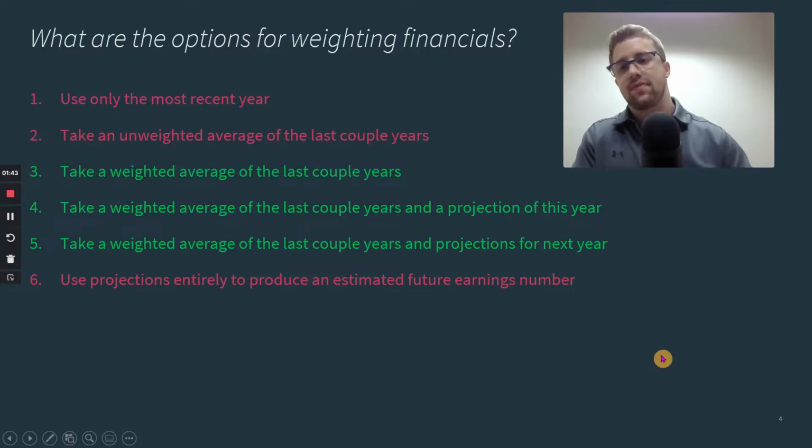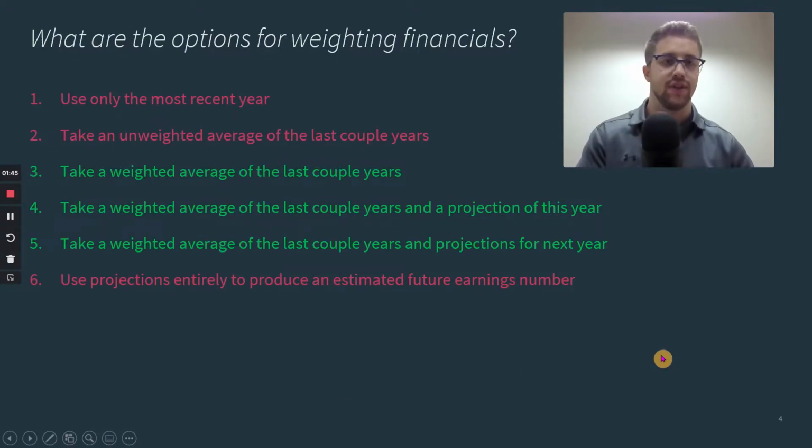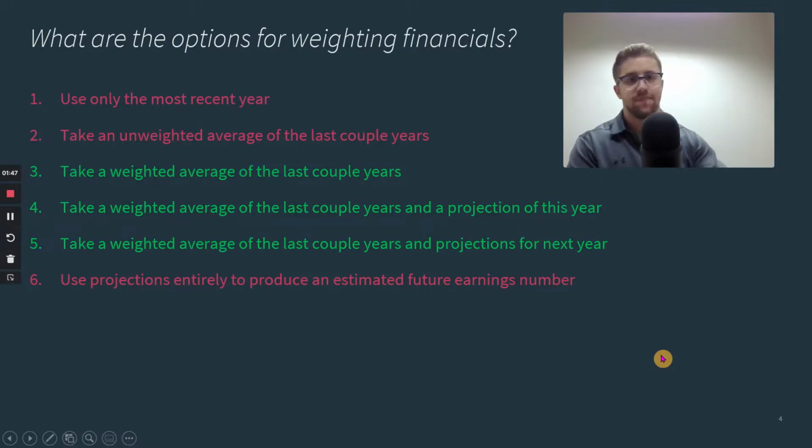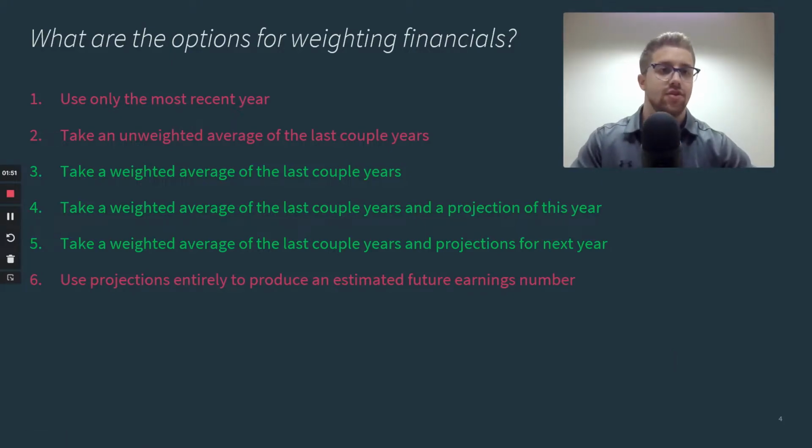Okay, so using only the most recent year is usually not a good idea. Taking an unweighted average of the last couple years is usually not a good idea either, and it's actually in the USPAP standards and the IRS revenue rulings that it's not the right strategy. Taking a weighted average of the last couple years is an okay strategy.